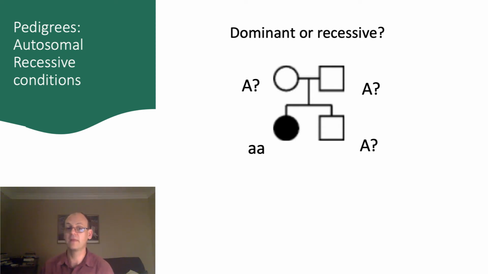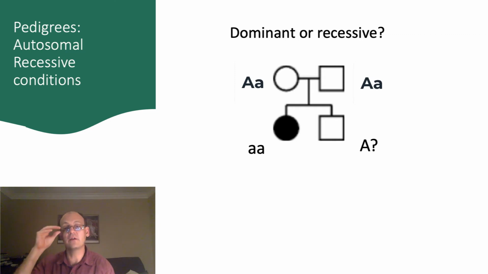Is this possible? Yes, because the second allele of both the mother and the father may be a recessive allele, covered up by the presence of the dominant allele. If that's the case, then this pedigree is consistent with being recessive.